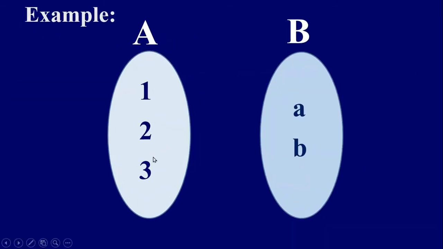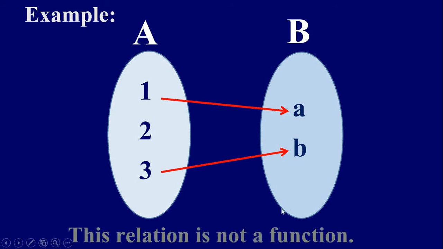So consider next example. Set A with 1, 2, 3, set B with a and b. Now here 1 related with a and 3 related with b. Now here all the elements of A are not related. So here 2 is not related with any element. Therefore this relation is also not a function.